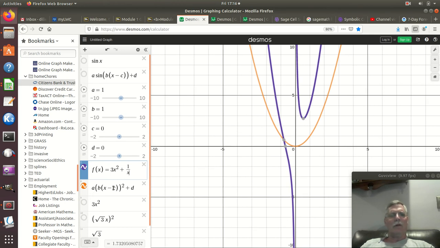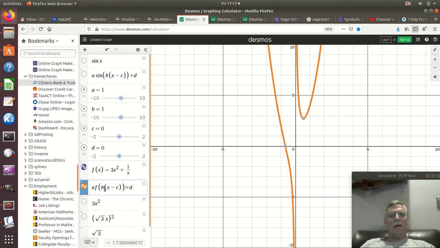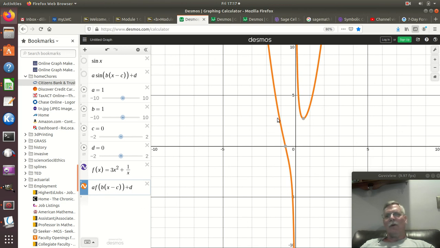Nifty looking function. But now what I'm going to do here is get rid of that square, and I'm going to put in here a times f of b times x minus c plus d. I'll get rid of these things here. But notice, a is 1, b is 1, c is 0, d is 0, and the orange is sitting right on top of the blue.